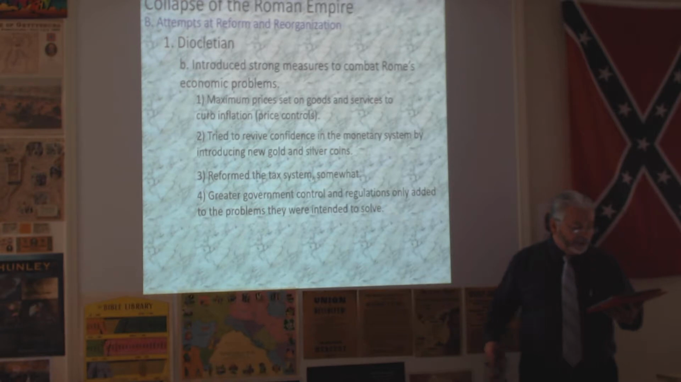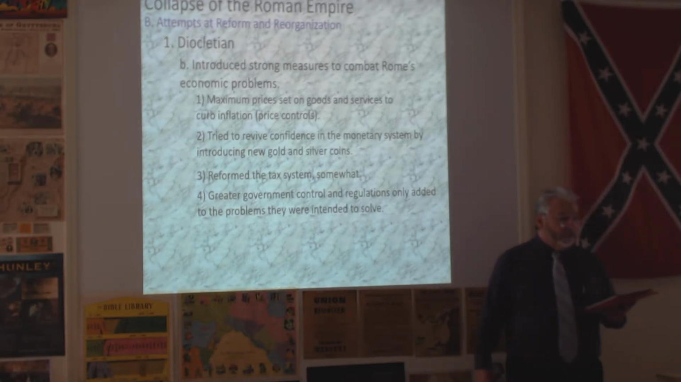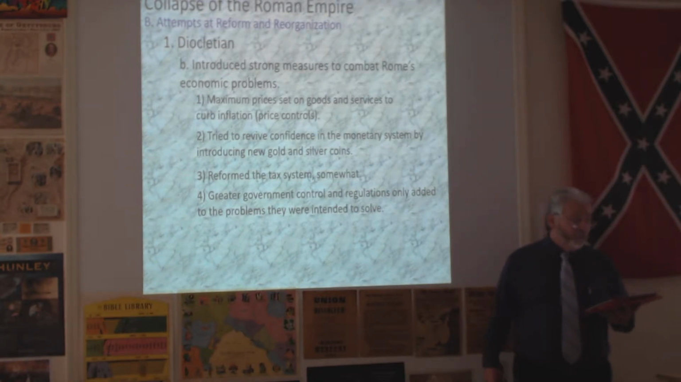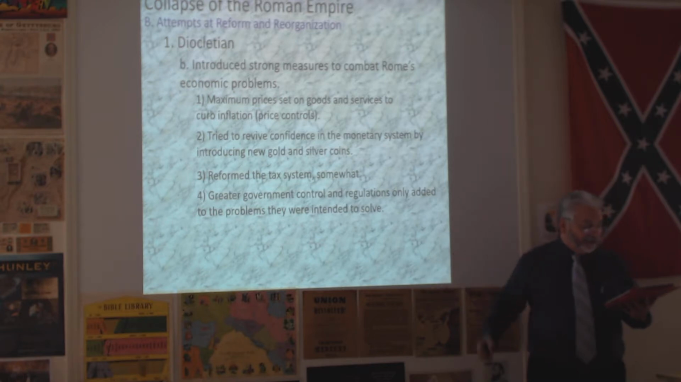The artisan corporations, groups of people that made things, even the higher civil servants were organized as hereditary castes. In other words, if you were the son of a tinker, then you were a tinker. If you were the son of someone in government, then you would work in government. And then there was a crushing burden of taxation imposed on them. Diocletian's measures involved greater government control and regulations, which only added to the problems that they were intended to solve.